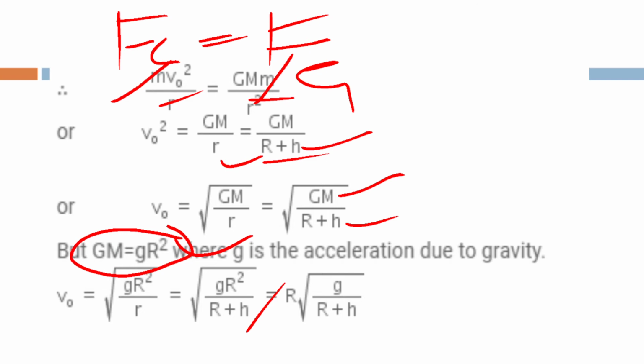bracket square root of small g divided by capital R plus h. This is then actually the orbital velocity expression. It's very simple to derive.